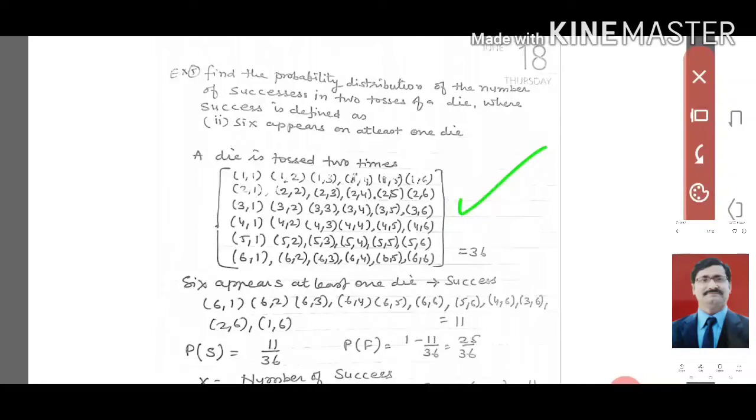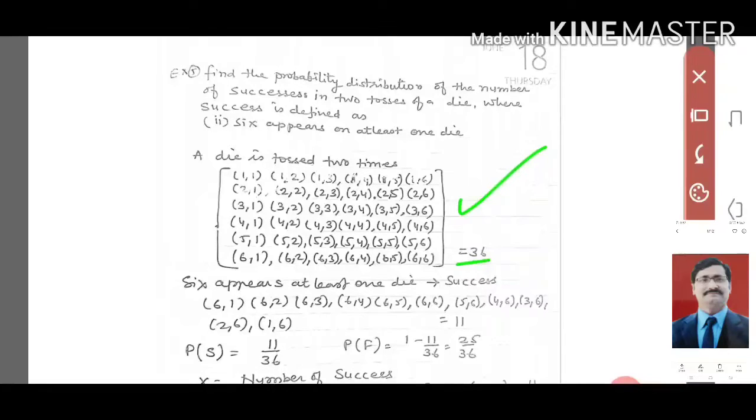A die is tossed 2 times, so we will get a total of 36 elements: 1 1, 1 2, 1 3, 1 4, 1 5, 1 6, 2 1, 2 2, 2 3, 2 4, 2 5, 2 6, 3 1, 3 2, 3 3, 3 4, 3 5, 3 6, 4 1, 4 2, 4 3, 4 4, 4 5, 4 6, 5 1, 5 2, 5 3, 5 4, 5 5, 5 6, 6 1, 6 2, 6 3, 6 4, 6 5, 6 6. So in total we have 36.